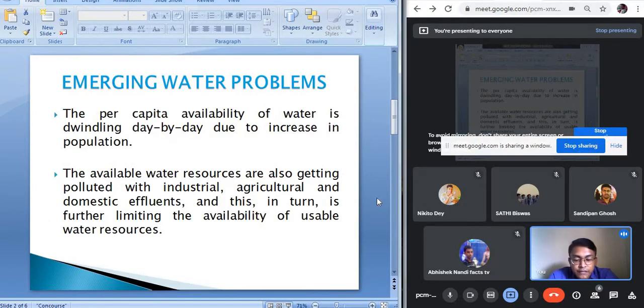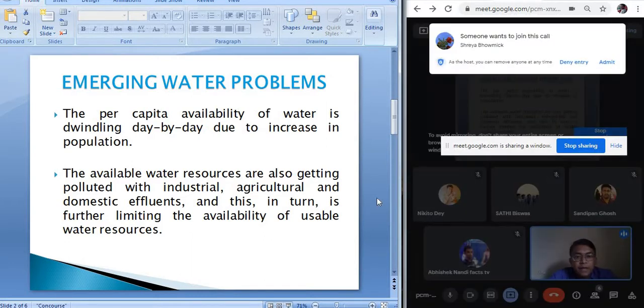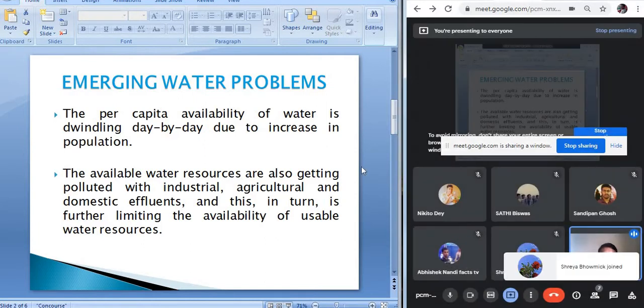As we all know, the demand for freshwater resources has increased many fold in the last few decades, because of the increase in population, because of greater demand for water for irrigation, as well as an increase in the demand for water in the industrial sector. So the per capita availability of water is dwindling day by day due to the increase in population.